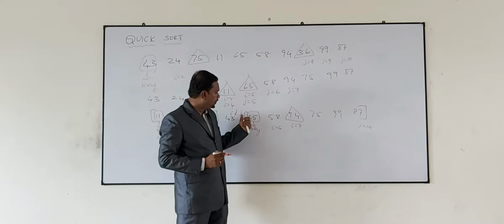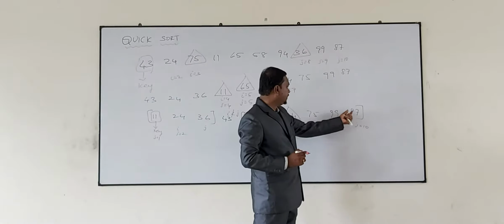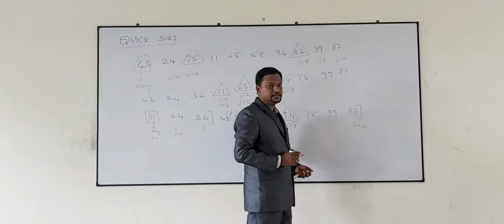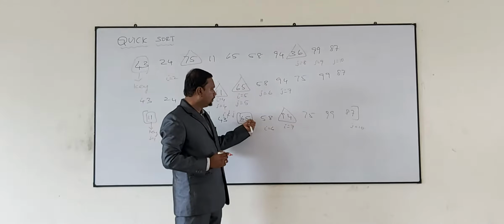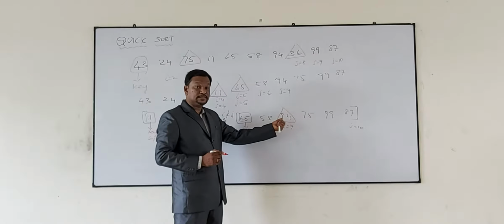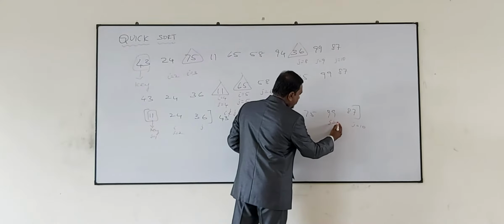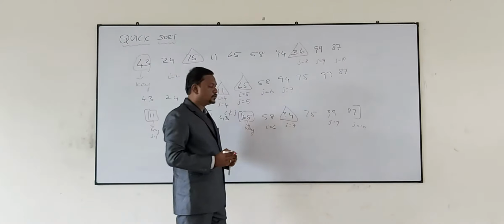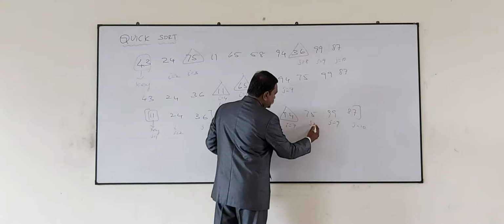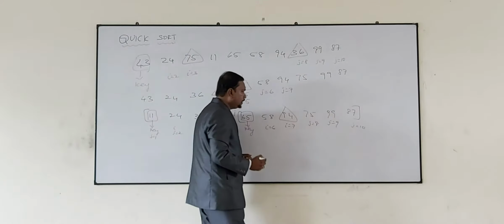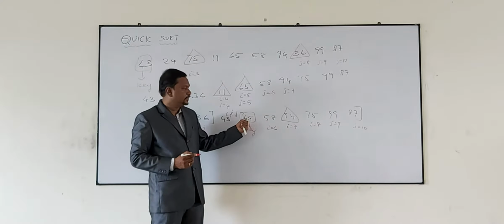At the same time, we will do the same process from right to left. From the right side, the jth position element is 87. It is bigger than 65. We will search for the first smallest number from the list. So the jth position is decremented by 1. This is 9. 99 is also greater than the key value. Then again j is decremented by 1. Now j is 8. 75 is also bigger than 65.